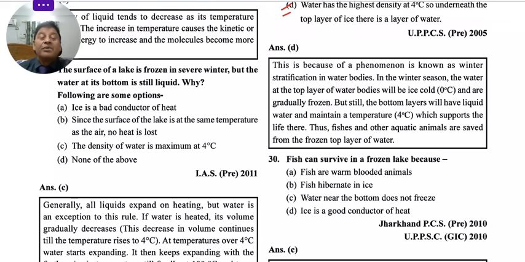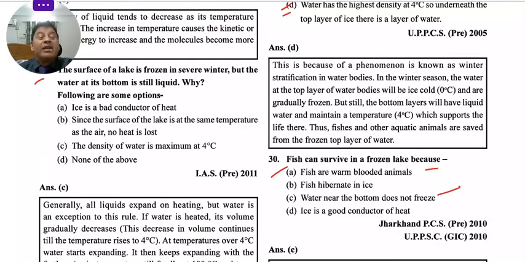देखते हैं क्वेश्चन को. Fish can survive in a frozen lake because. ये स्टेट क्वेश्चन है, ये आंसर देख लिया हम लोग. Fish are warm blooded animals. No. Fish having it in ice. No. Water near the bottom does not freeze. This is right option, क्योंकि ये भी एनोमेलस एक्सपेंशन ऑफ वाटर के चलते होता है. राइट.